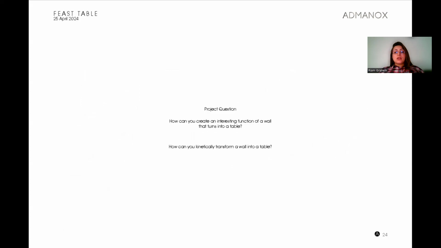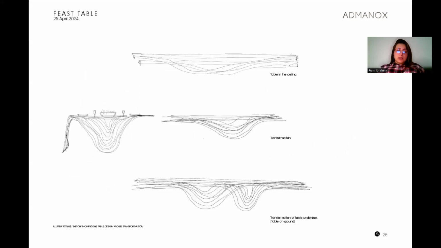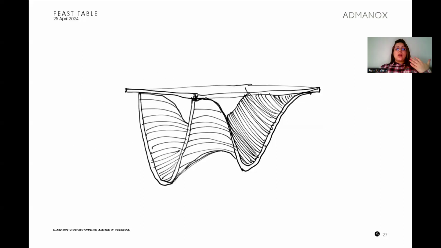How can you kinetically transform a wall into a table, which took me later to this sketch of a table that is attached to the wall, and then it unfolds in the space when needed. So it doesn't take a lot of space in the room.